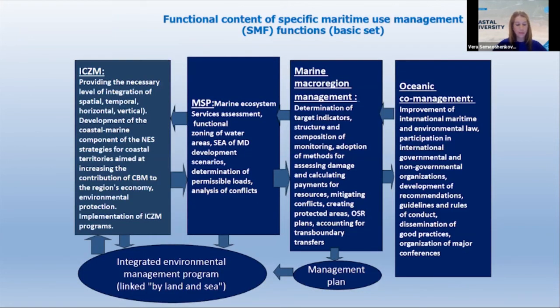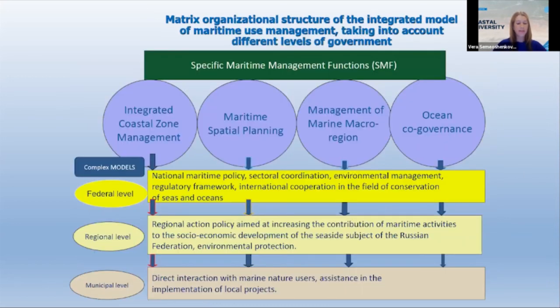The integral model is based on the organizational matrix structure based on linear connections, and this suggested model includes 4 subsystems, 4 specific systems: integrated management, maritime spatial planning, macro region planning, and co-management. And this management is done within the framework of integrated 3-level models. Next slide, please. They are at the federal, regional, and municipal levels, and each integrated model includes all these different functions considering different decision-making levels.